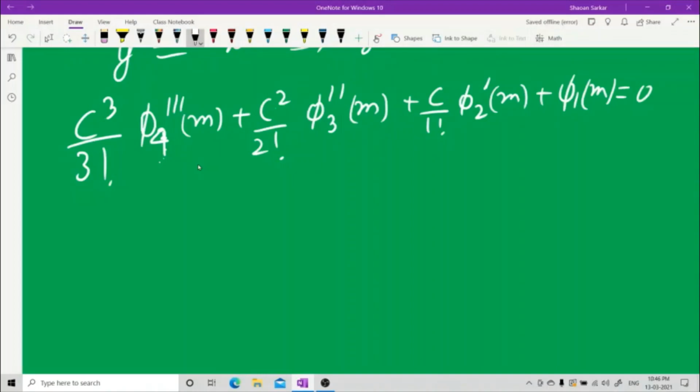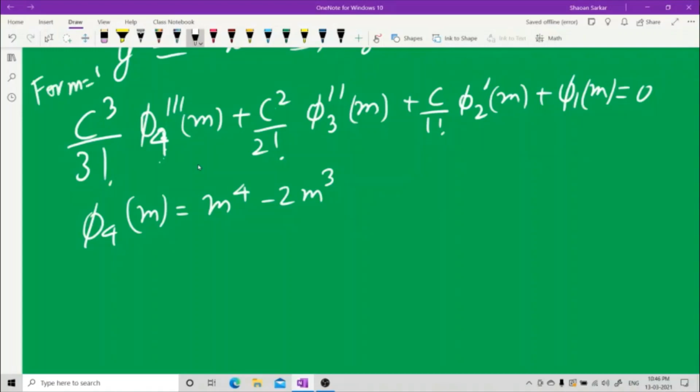Now you see what is phi 4 m? Phi 4 m was your m to the power of 4 minus 2m cube. जब रूट 3 बार रिपीट कर जाए तो ये वाला फॉर्मूला यूज करना है. तो 2 वाले का मैं बता चुका हूं. I have already told you about if the root repeats 2 times. Here the root is repeating 3 times. That is 1 is repeating 3 times. Let me write for m equal to 1. We are doing this for m equal to 1. So now phi 4 m is m to the power of 4 minus 2m cube plus 2m minus 1.